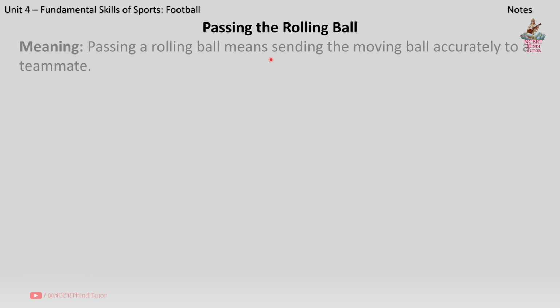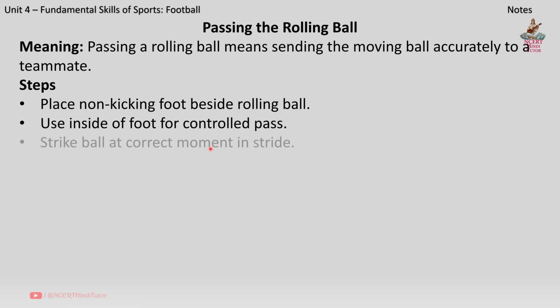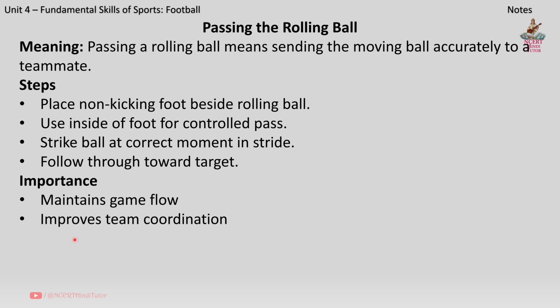Passing the rolling ball. Passing a rolling ball means sending the moving ball accurately to a teammate. Steps: place the non-kicking foot beside the rolling ball, use the inside of the foot for a controlled pass, strike the ball at the correct moment in stride, follow through toward the target. Importance: maintains game flow, improves team coordination, helps quick ball movement.